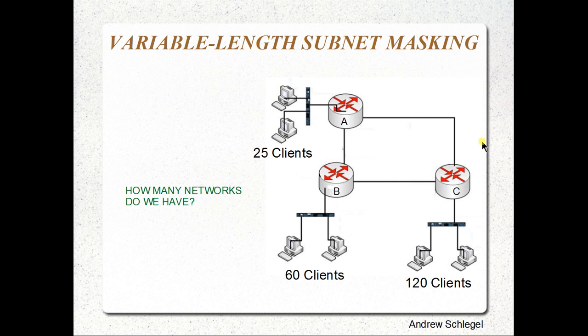Okay, let's get started. So let's take a look at this network, and we have 3 routers and 3 switches. Off of these routers, we have 25 PCs off router A, 60 PCs off router B, and 120 PCs off router C. Then we've got the routers connected in this manner: A to B, B to C, and then C to A. And these are just cables plugged into the ports on the routers.